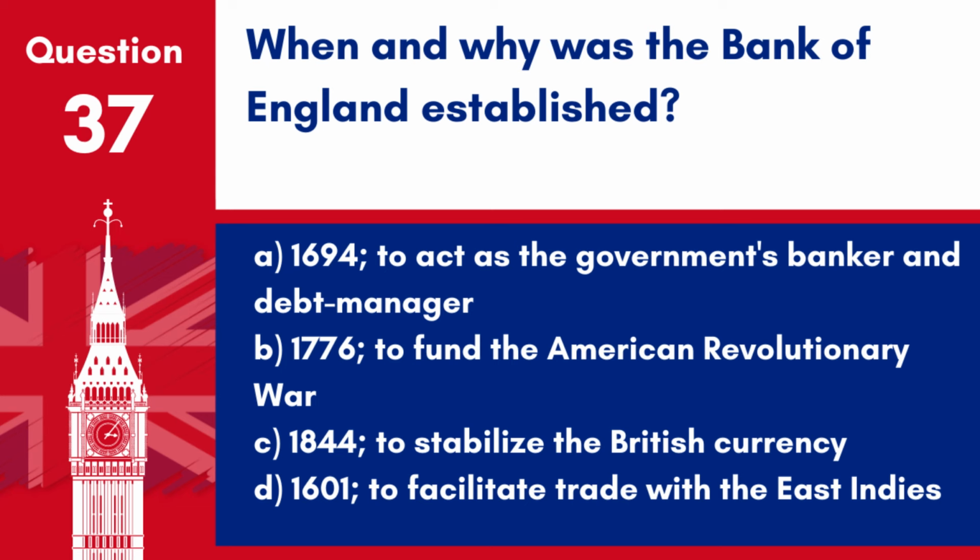Question 37. When and why was the Bank of England established? A. 1694, to act as the government's banker and debt manager. B. 1776, to fund the American Revolutionary War. C. 1844, to stabilize the British currency. D. 1601, to facilitate trade with the East Indies.